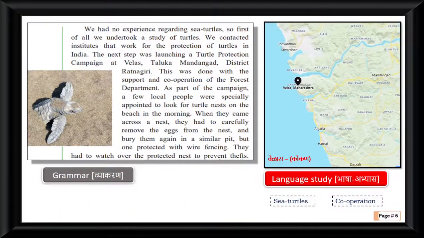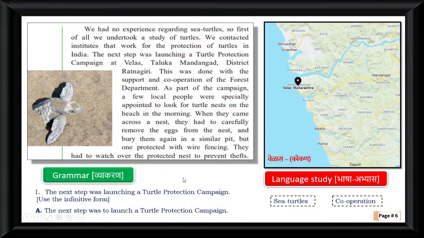Continue. As far as grammar, there is just one question there. The next step was launching a turtle protection campaign. Use the infinitive form. On the previous slide we saw that, guys, to plus verb. So the next step was to launch. See how we changed that? The next step was to launch a turtle protection campaign. We rewrote that sentence using the infinitive form. So launching and to launch.